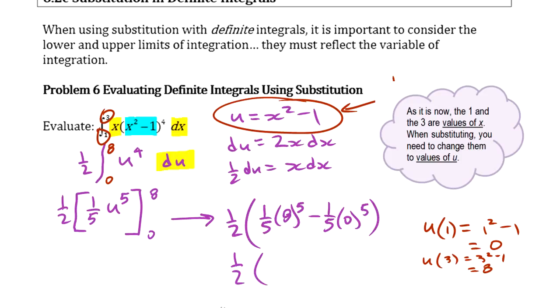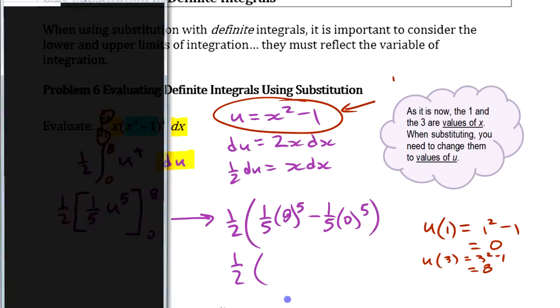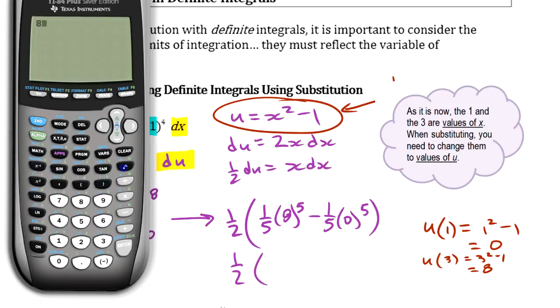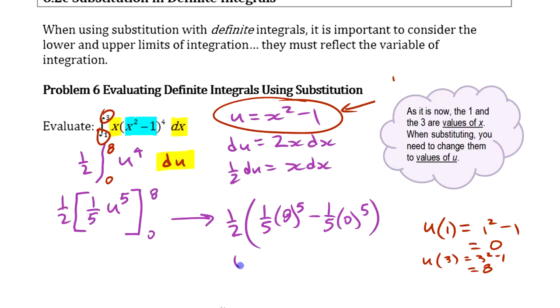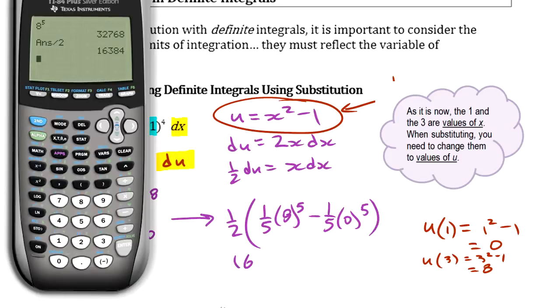Now I know some powers off the top of my head, but I don't know what 8 to the 5th is, so I'm going to quickly do that here. 8 to the 5th. And actually we've got times a half, so I'm going to divide that by 2. And so we're going to have, what did we have there? 16,384, I believe.